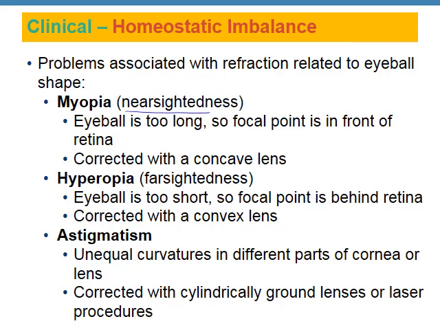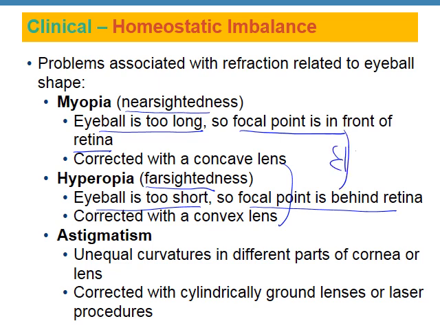I'm sure we've heard of people being nearsighted or farsighted. If the eyeball is too long, the focal point is in front of the retina, so you can't see as well. Things look fuzzy, right? You can have farsightedness when the eyeball is too short. The focal point is behind the retina. So we're going to have glasses. Either way, we're going to have to put something in front of our eye in order to make the refraction of light place the image directly on the retina. You can also have astigmatism.